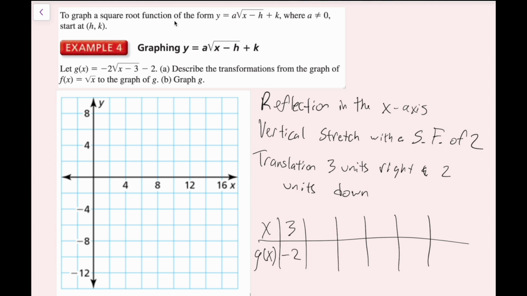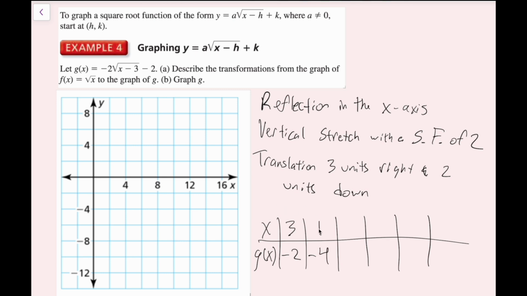And notice, it says to start at h comma k. Well, by doing this, we are starting at h comma k. So 3, -2. 3 is h, and then -2 is k. All right, well, I'm going to fill out the rest of my table, and then we'll graph. The next perfect square is 1. So to get this inside of the radical equal to 1, I need x to be equal to 4, because 4 minus 3 is 1. And the square root of 1 is 1, times -2 is -2, minus 2 is -4.